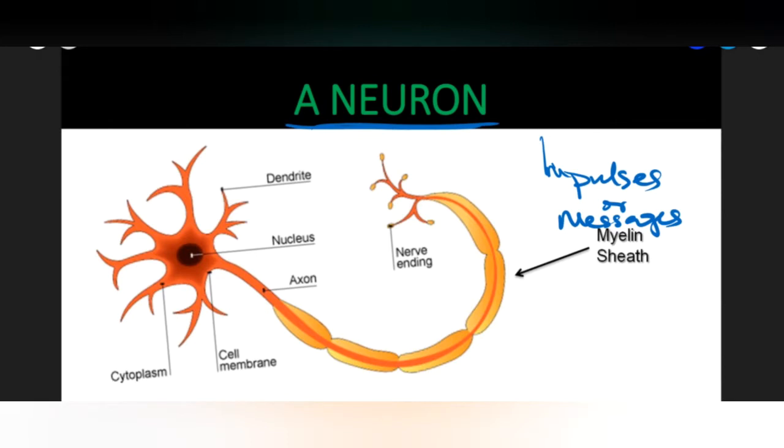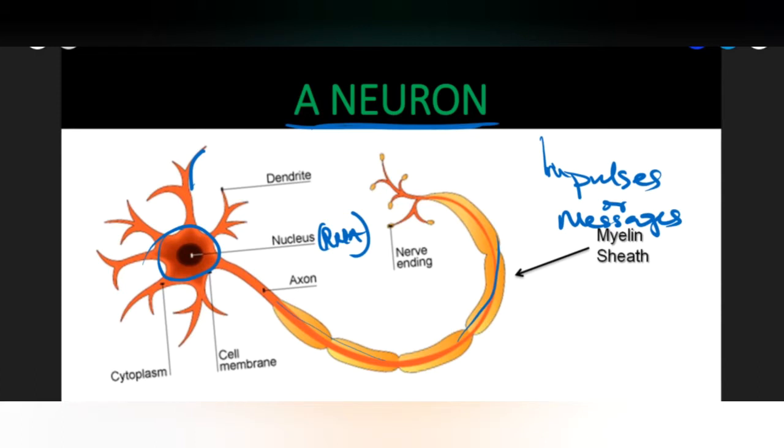We have the cell body, we have the dendrite, and we have the axon. Now, the cell body is made up of the nucleus, and the nucleus is made up of RNA, which means that the nucleus produces a lot of proteins. It manufactures a lot of proteins.